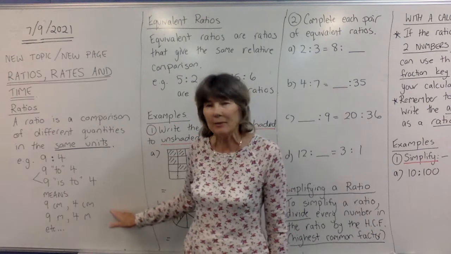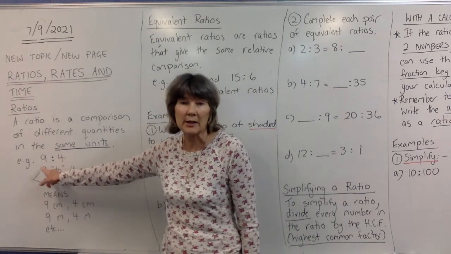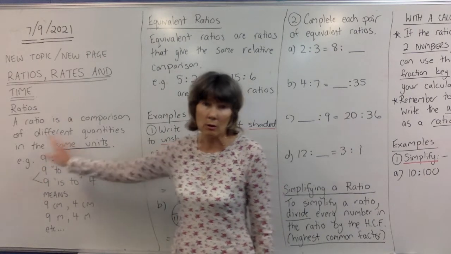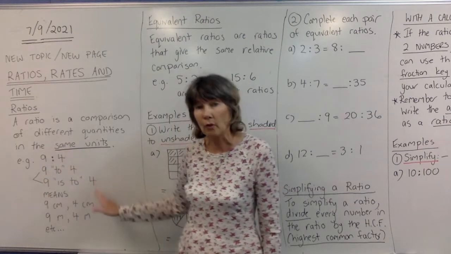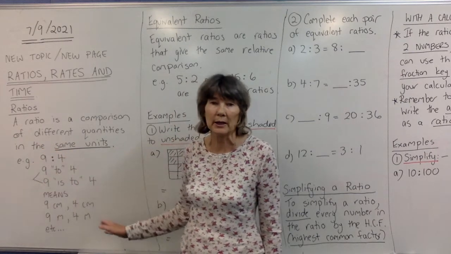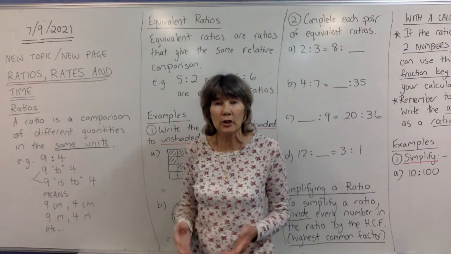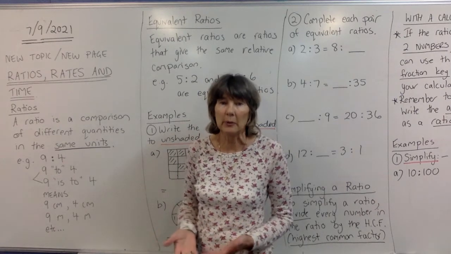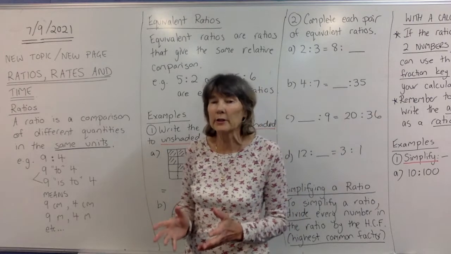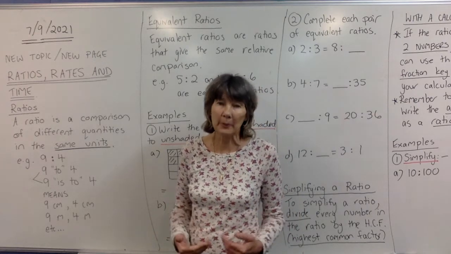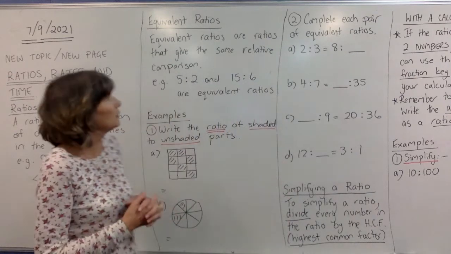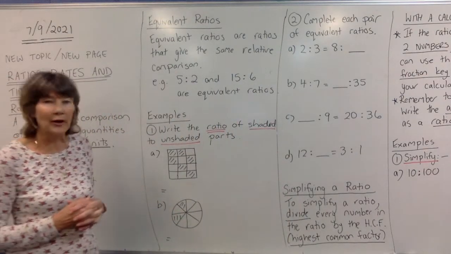What does it mean? Well, it means that 9 centimetres is compared to 4 centimetres, or 9 metres is compared to 4 metres. It might be 9 kilograms compared to 4 kilograms. So you can attach the same units of whatever you're dealing with on the end. The ratio itself does not have units, but when we interpret the meaning of it, we can put the same unit on the end.